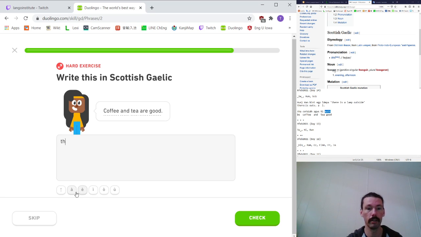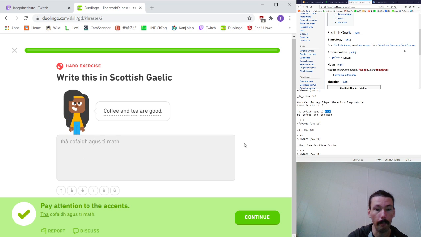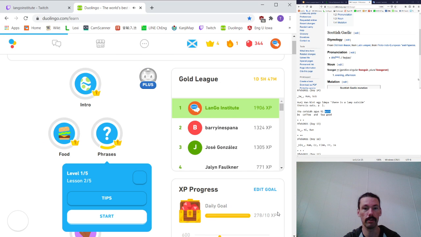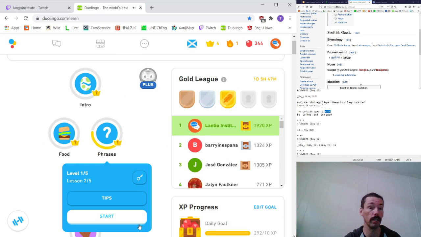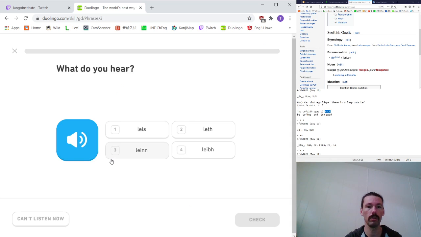Tha is that one. Predicate. Cofaidh, what was it? I forget the spelling. Cofaidh agus tì math. Oh, no accent. I'm not dry. That's how the word is pronounced. TH gives an H sound. Let's go ahead and finish out the circle because I certainly need practice with this.